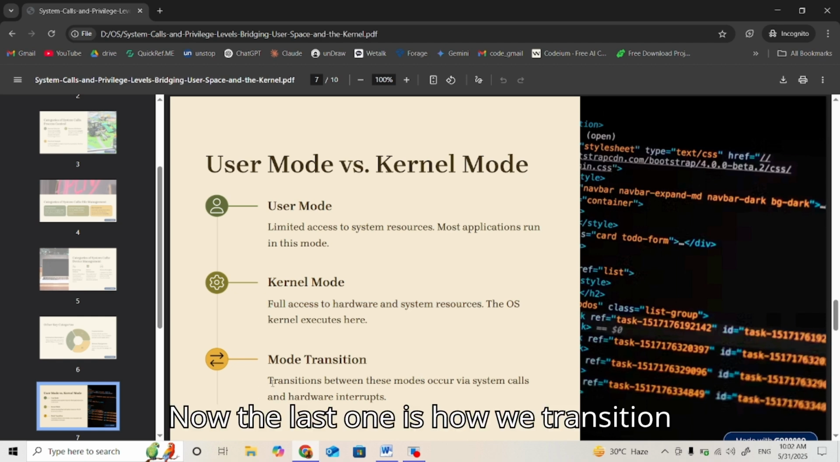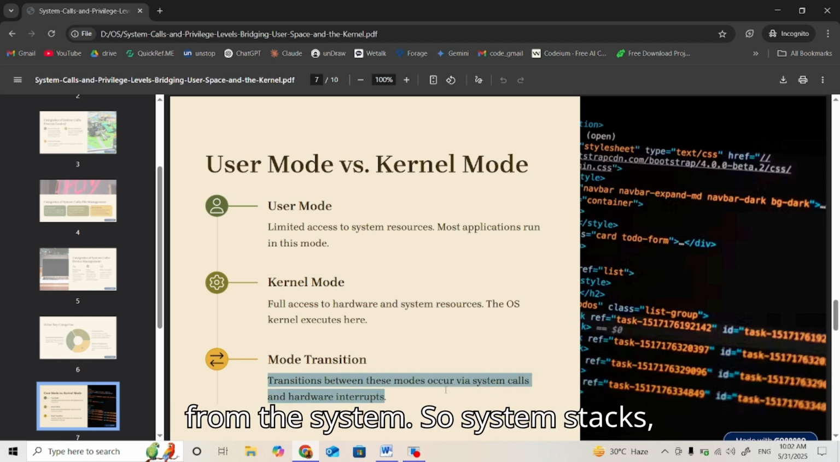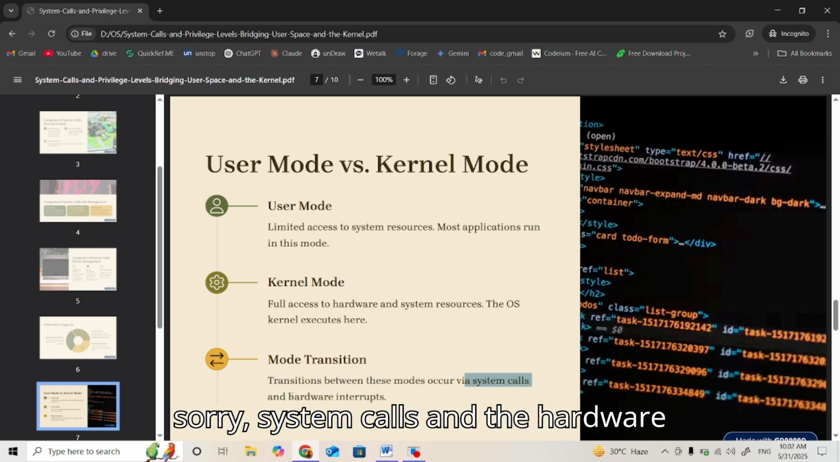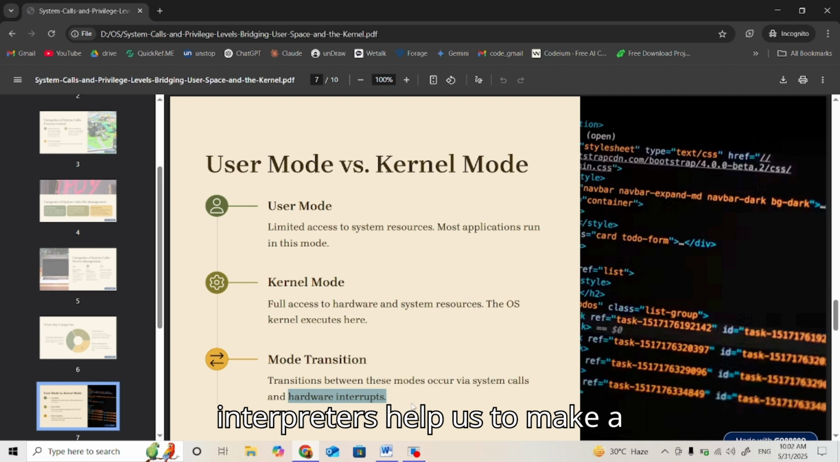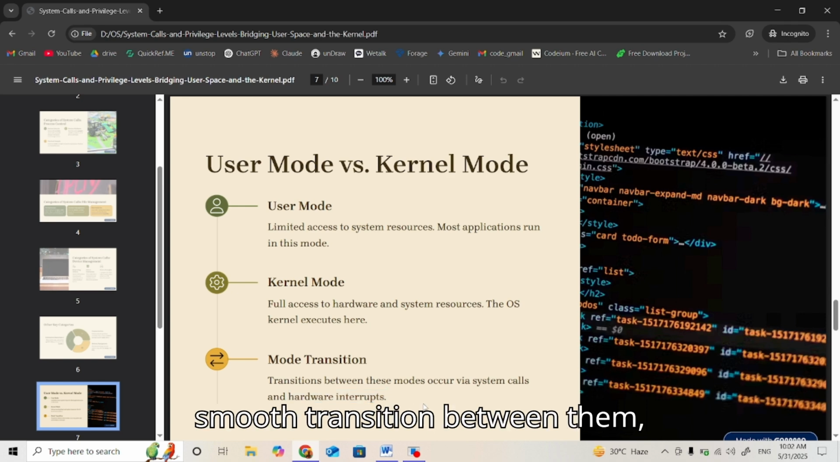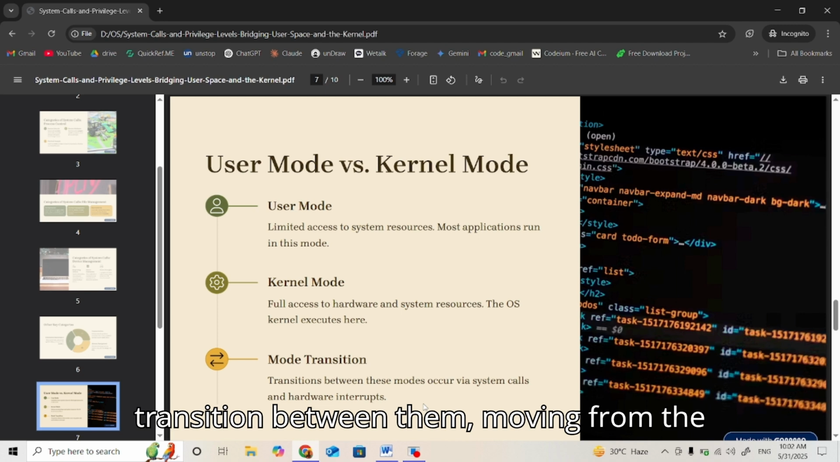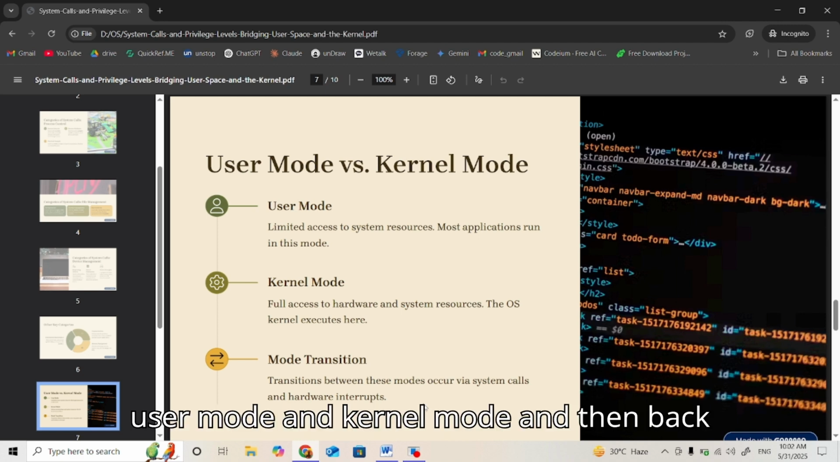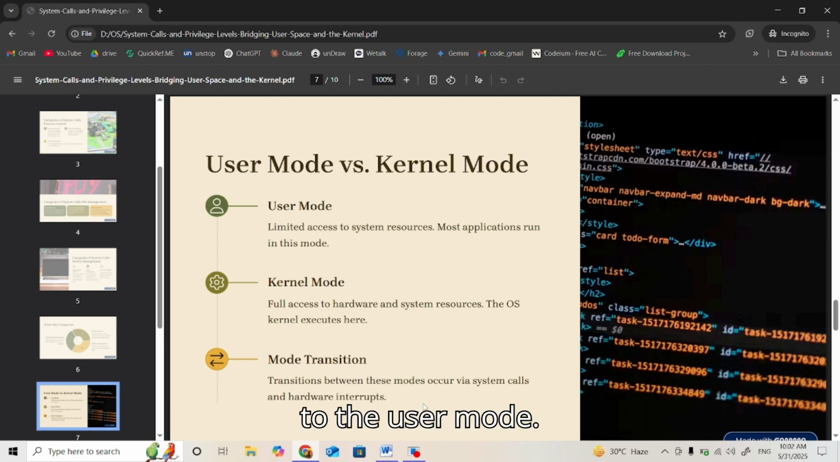Now the last one is how we transition in the system. System calls and hardware interrupts help us make a smooth transition, moving from user mode to kernel mode and then back to user mode.